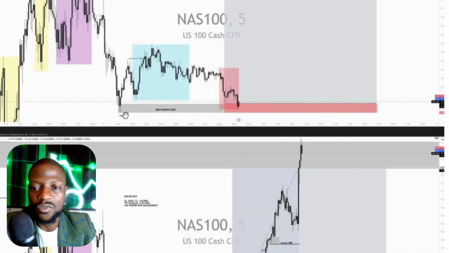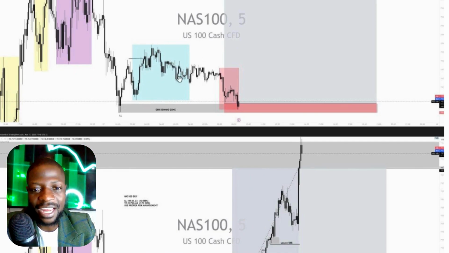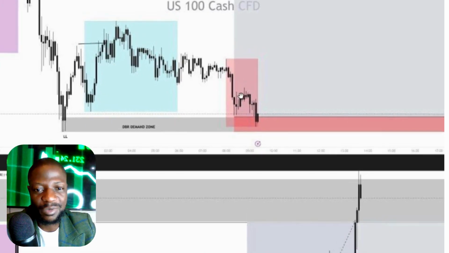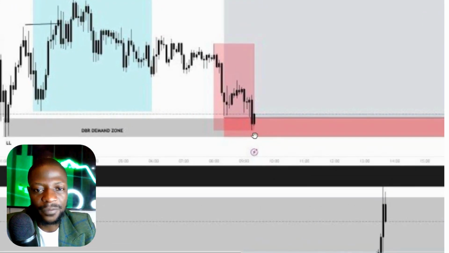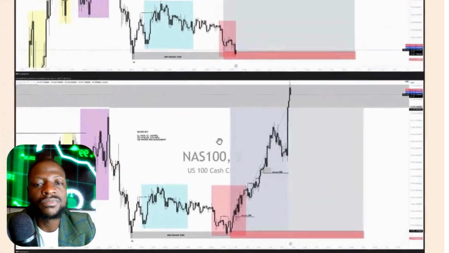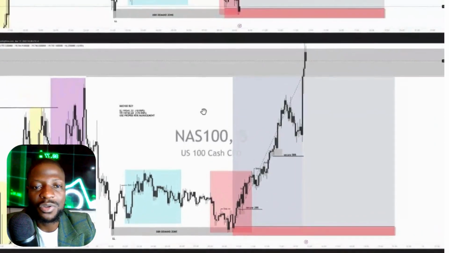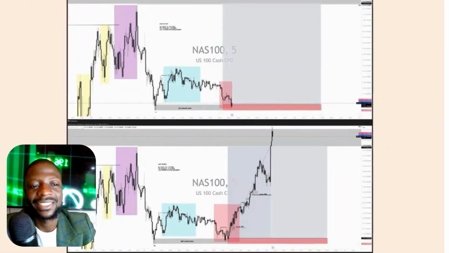Look at this: drop based rally, multiple breaks of structure to the upside. You have the Asian session right here. Guess what happens once the Asian session has been taken out? What do we have? The market is now responding to our area, and guess what? The market beautifully goes all the way 1 to 19 risk reward ratio, like that.